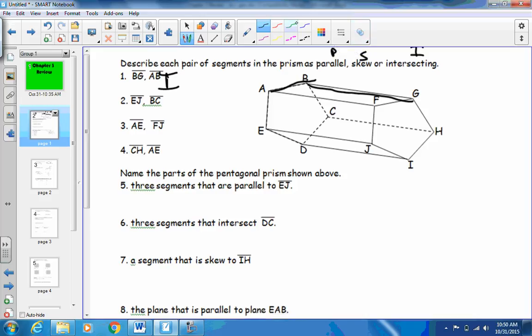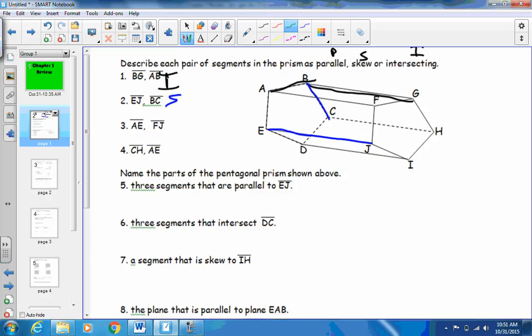All right, now we've got segment EJ and BC. I don't think they intersect because they don't have a common point in their letters, but we'll just look. EJ would be right here, and segment BC would be way back here. Now they're not parallel. You can tell they're not in the same plane, but they're also never going to intersect. So those are going to be skew lines.